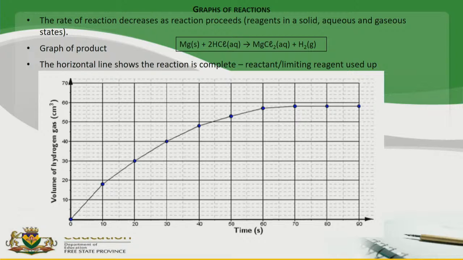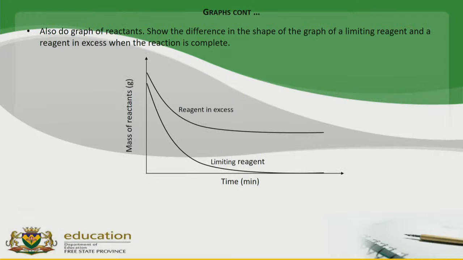Why would the reaction be complete? It is because either both the reactants or one of the reactants is used up. So there are no longer two reactants to react to form the hydrogen that we're drawing now. And then, you might be asked, for example, to draw a graph of the reactants.